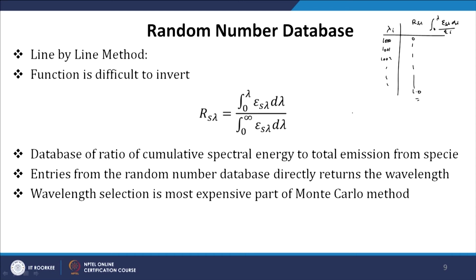Now, how do we sample? We pick a random number Rs lambda, let us say Rs lambda comes out to be 0.6 or whatever. We look at the value of Rs lambda in this table and the corresponding wavelength, and based on the table values we will select the wavelength. All this basically means is that we cannot invert this function, but we have calculated this function for a large number of wavelengths and stored it in a table, and all we are doing is inverting the function by just looking at the table. This table is called the random number database.